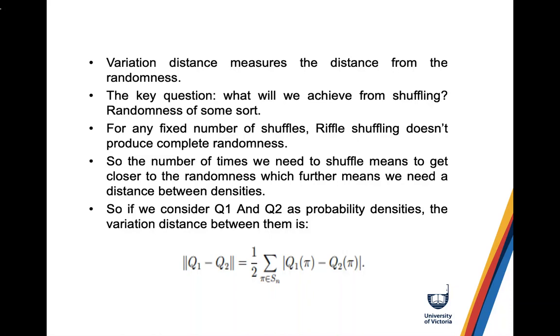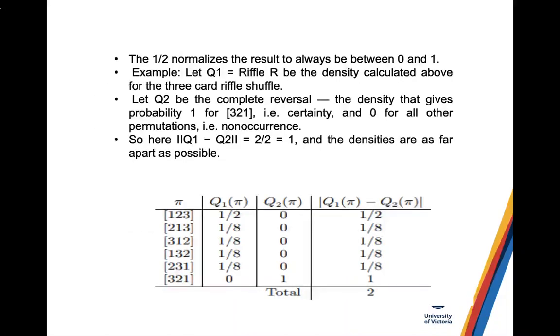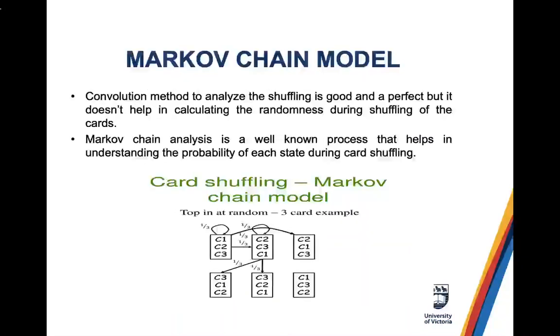So we consider Q1 and Q2 as probability densities, and the variation distance between them is 1 by 2 summation of Q1 of p minus Q2 of p. The half normalizes the result always to be between 0 and 1. For example, let Q1 be the riffle density R calculated above for the 3-card riffle shuffle, and Q2 be the complete reversal, the density that gives probability 1 for 3, 2, 1, that is certainty, and 0 for all other permutations, that is non-occurrence. So here Q1 minus Q2 will give us 1, and the densities are as far apart as possible. Now I'll hand over to my partner Anjali to continue.